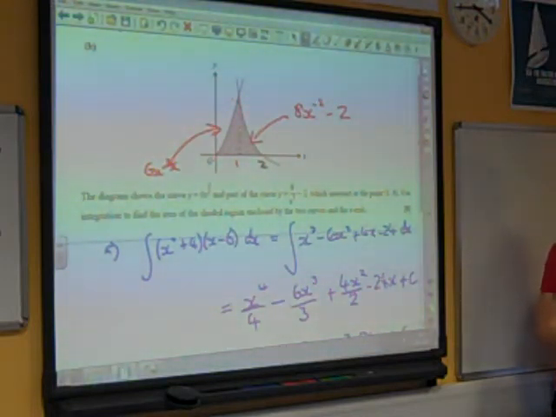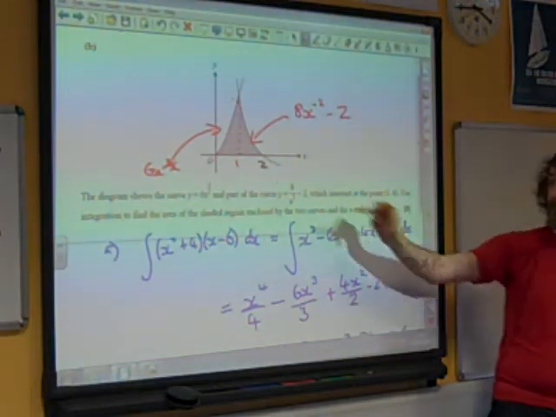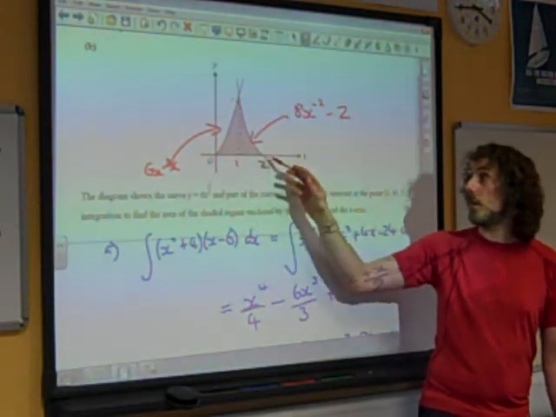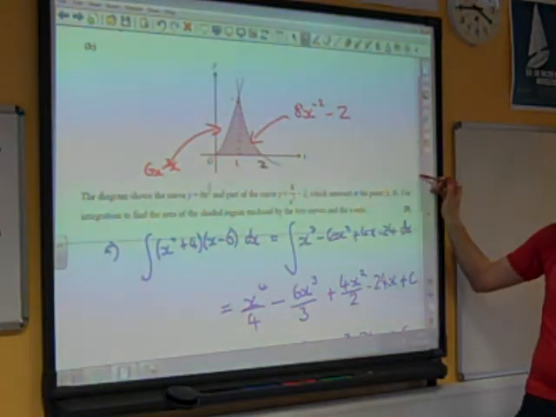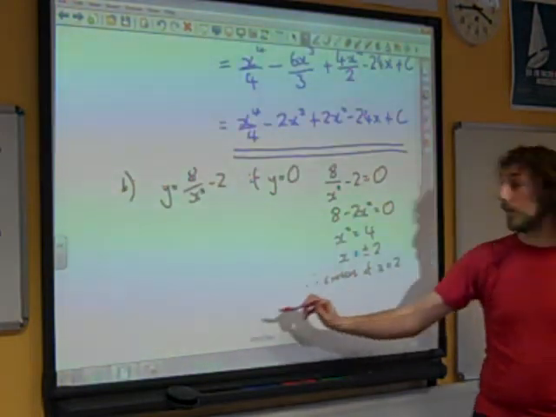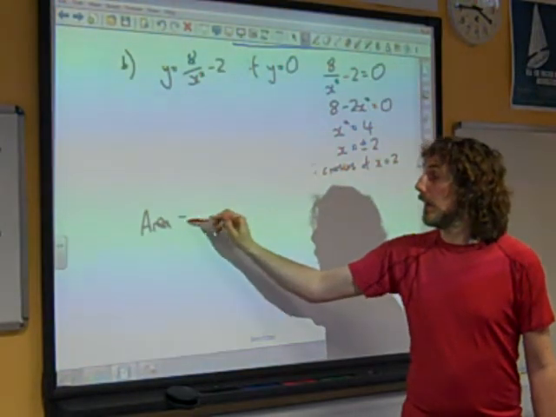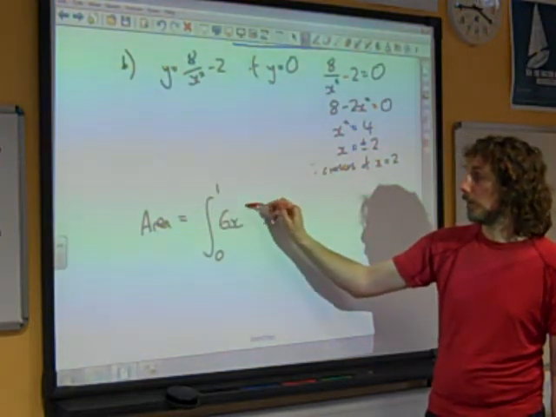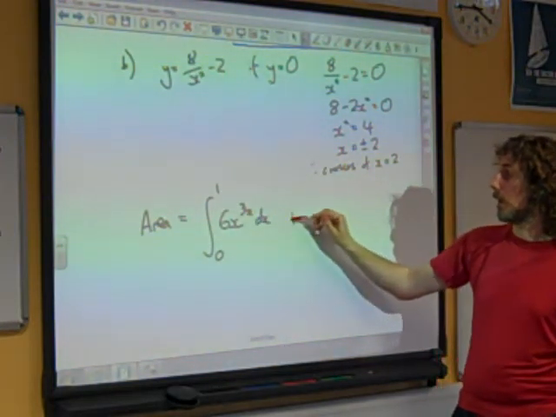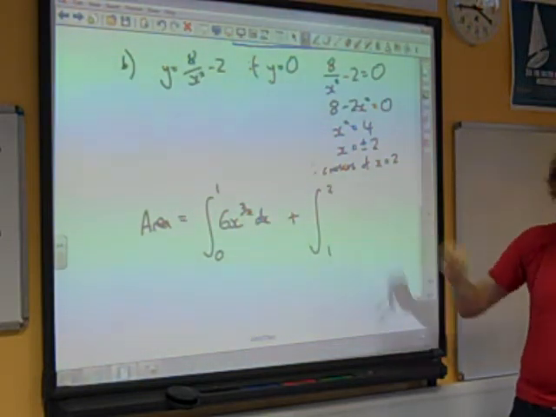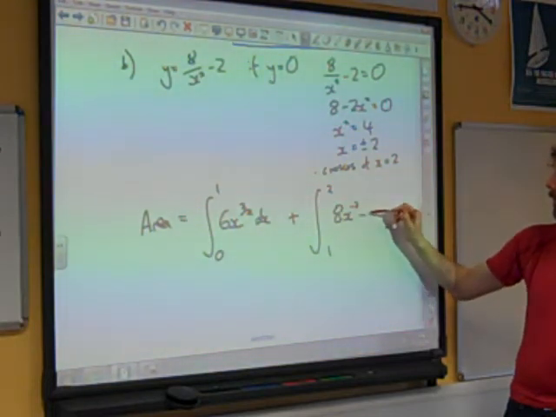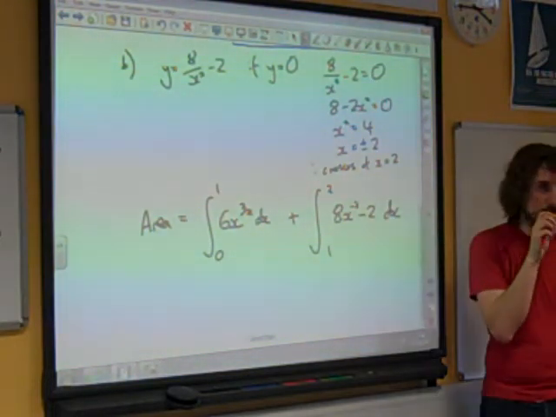So with a little bit of thinking things through, organising ourselves first before we dive into anything, we can now see we've got to integrate from 0 to 1, 6x to the 3 over 2. We're going to integrate from 1 to 2, 8x to the minus 2, minus 2. And that gives us the area that we want. So our area is the integral from 0 to 1 of 6x to the 3 over 2 dx plus the integral from 1 to 2, those are the things we have to work out, of 8x to the minus 2 minus 2 dx.